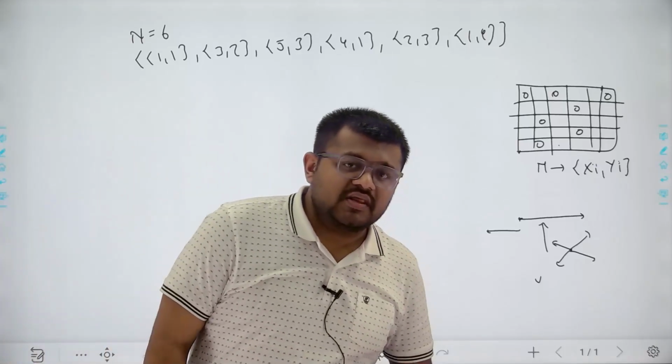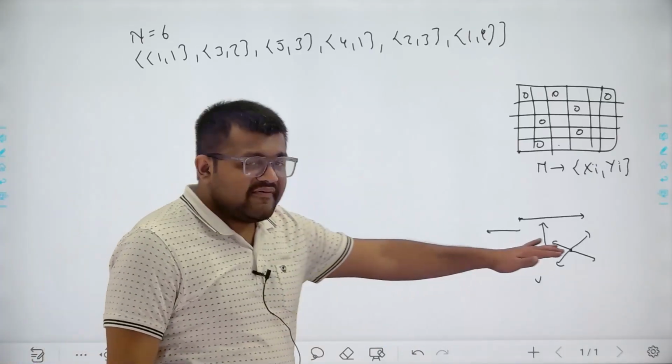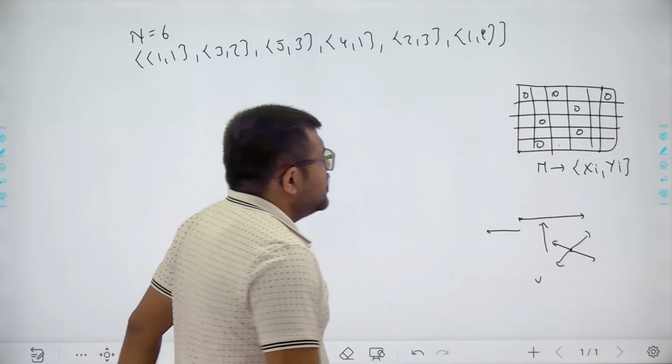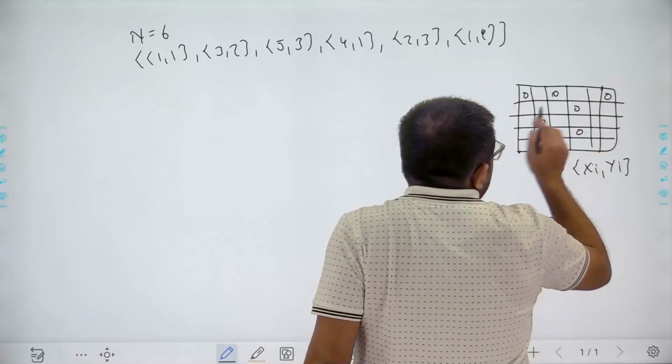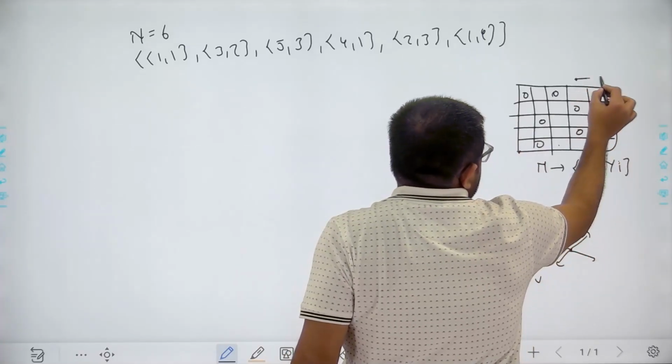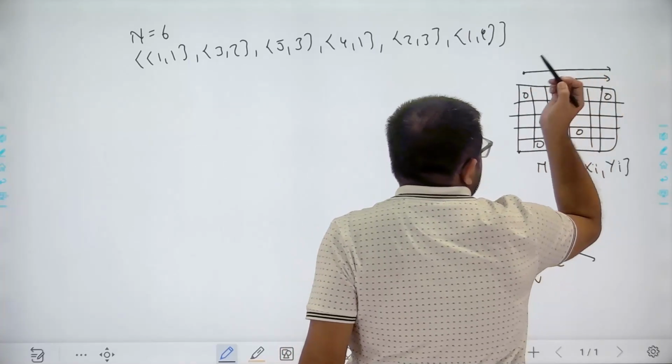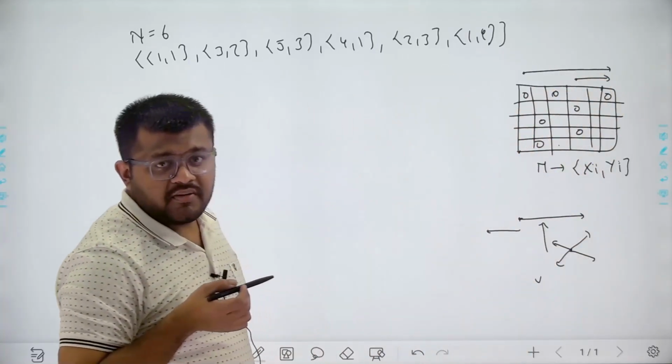Now understand one thing. If I want to travel right, then I will start from the leftmost column. For example, let's say I want to travel right. I will not start from here, because then I'll collect only one coin. I'll start from here, so I'll collect all the 3 coins. Are you getting my point?